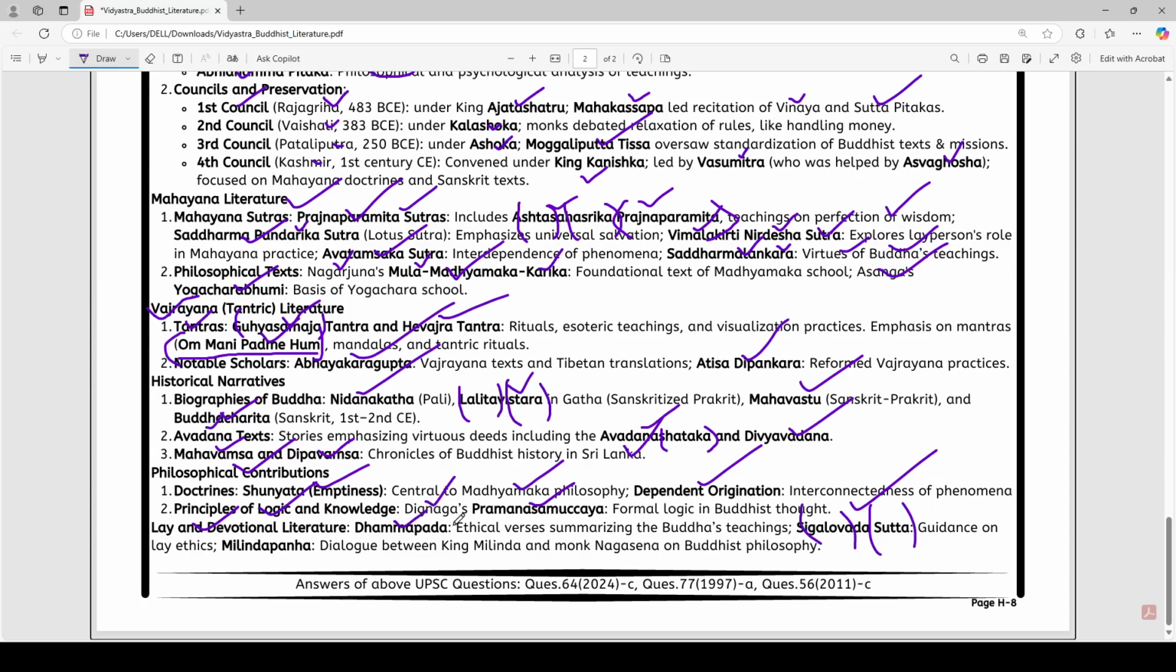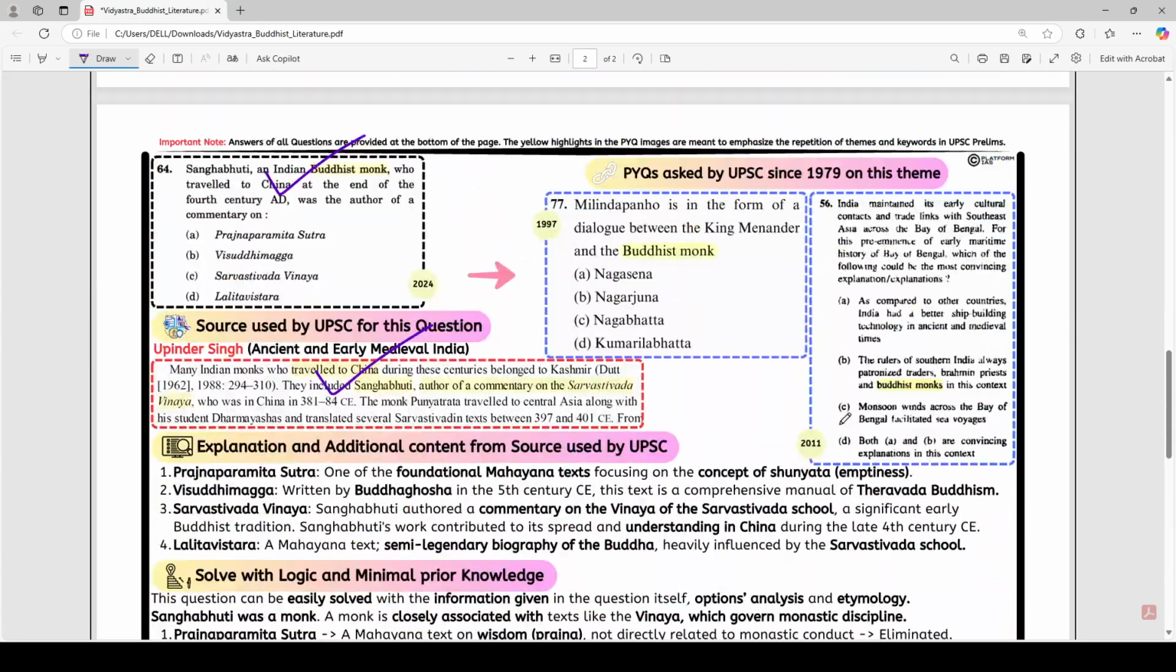Then there is the Dhammapada. Dhamma again means the deeds, the teachings. Pada means verses. Okay. This is very important. UPSC has asked this. Milinda Panha. Milinda Panha literally means the questions of King Menander. Menander was the Greek king. In Buddhism he is known as King Milinda. And whom does he ask questions? He asks questions to Nagasena, the Buddhist monk. Okay. So this is done.